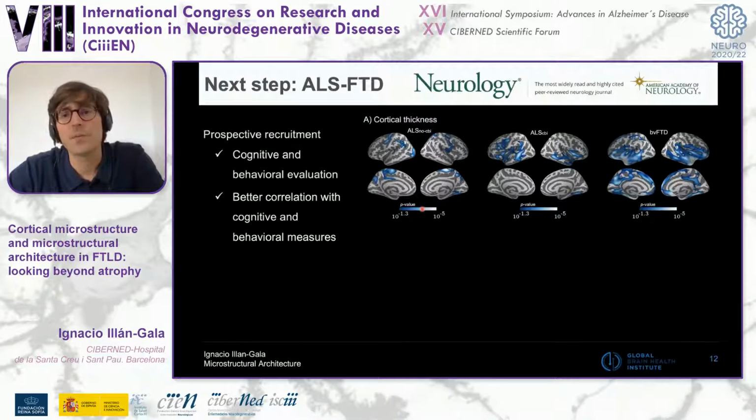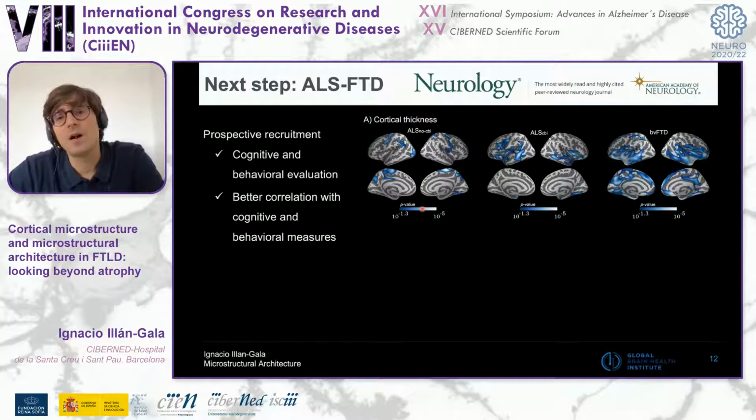In a follow-up paper, I also investigated these metrics in the ALS, or amyotrophic lateral sclerosis, frontotemporal dementia continuum. We know that ALS and FTD represent the two ends of a clinical, genetic, and neuropathological continuum. Not a long time ago, ALS was considered a pure motor disorder. However, now we know that up to 40% of ALS participants have cognitive and behavioral changes. The neural correlates of these non-motor changes are not clear.